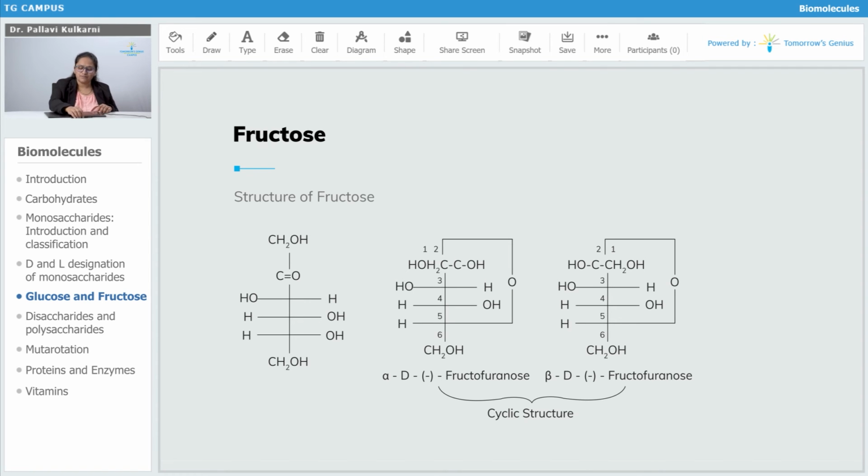Similar to glucose, the 2 alpha and beta forms of fructose also have different physical properties, just like melting points. Melting points of these 2 structures are also different, just like in case of glucose.